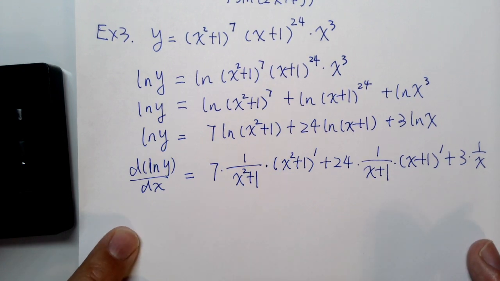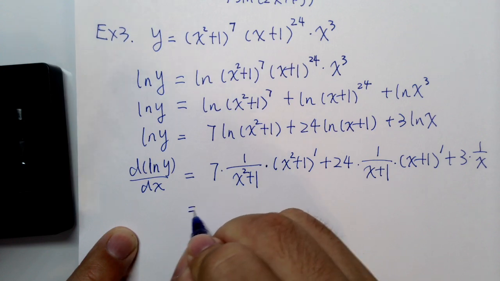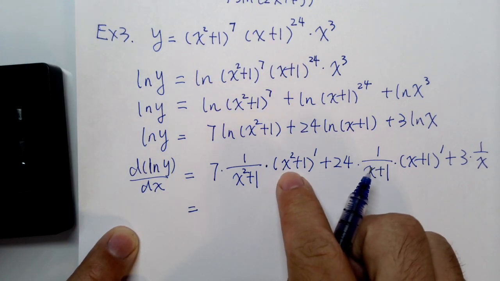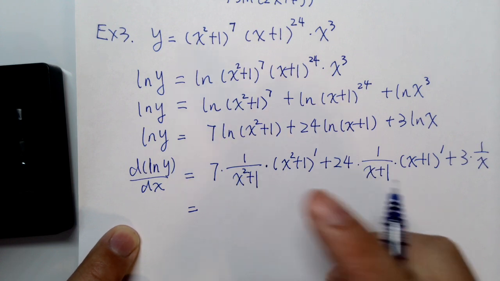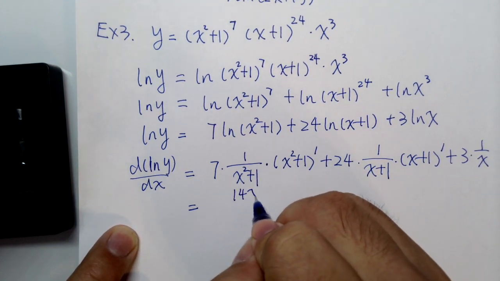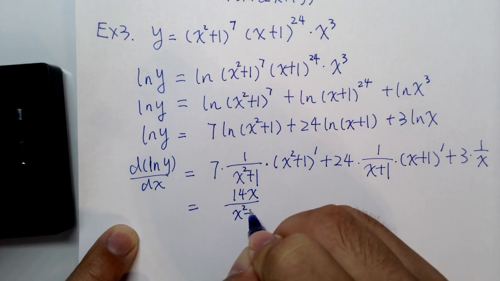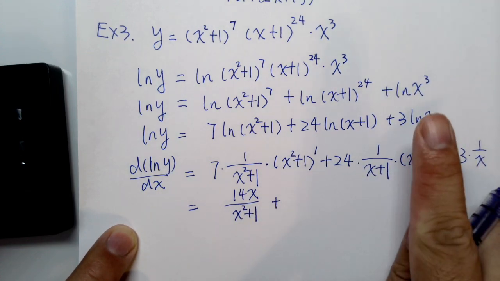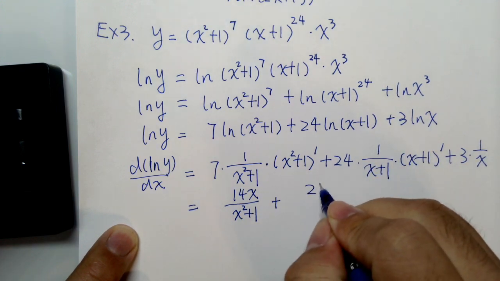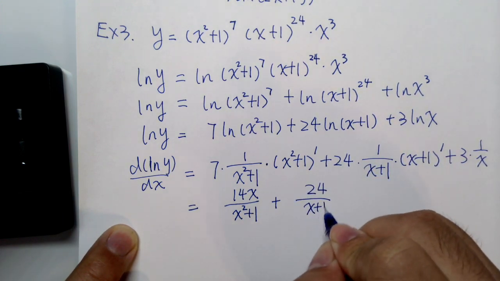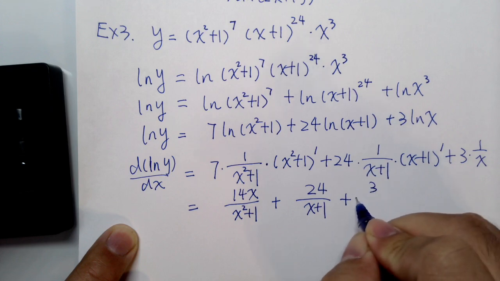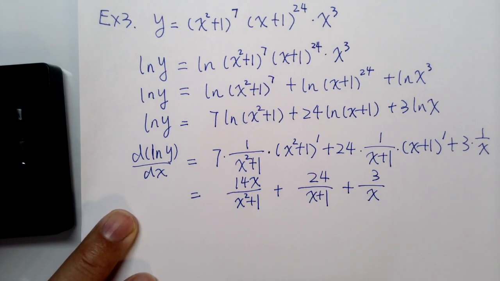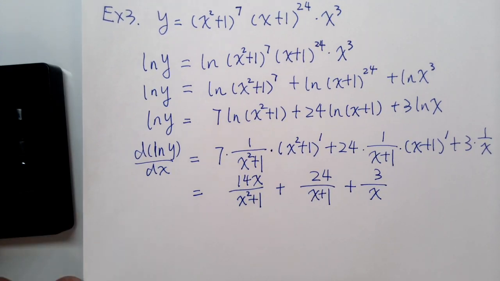That's the derivative for the right side. If you simplify it, the derivative of x squared plus 1 gives you 2x, and 2x times 7 is 14x. So it's 14x over (x squared plus 1), and then plus, the derivative of x plus 1 equals 1, so it's 24 over (x plus 1), and then plus 3 over x. Okay, so that's the right-hand side.